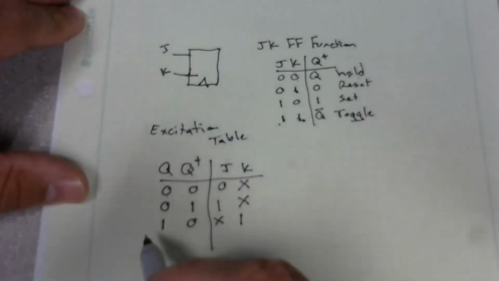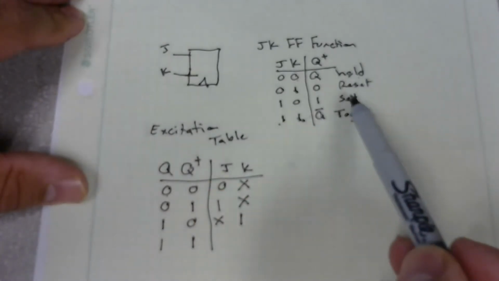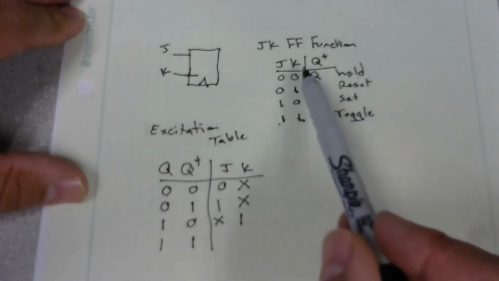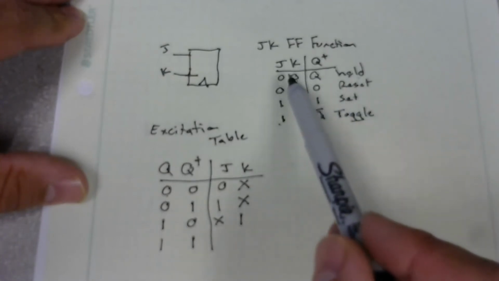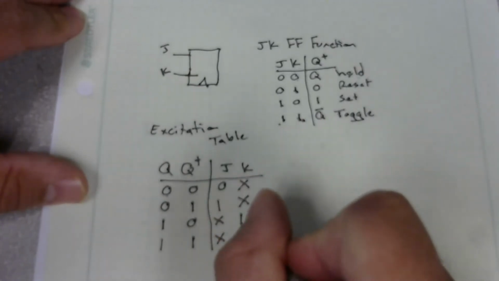Then let's see here, we have 1 left, that's 1, 1. That means we can either hold or we can set. Hold is 0, 0, set is 1, 0. So K is 0 in both cases, and J doesn't matter. So we're going to put J, X, and K, 0.